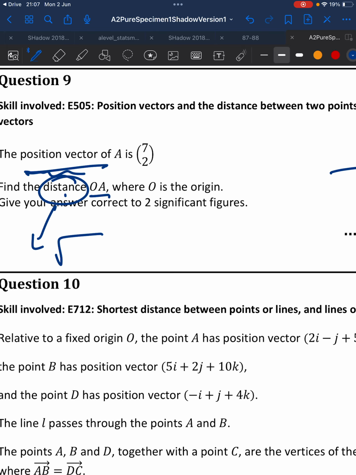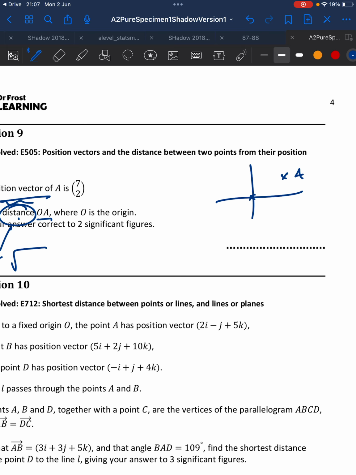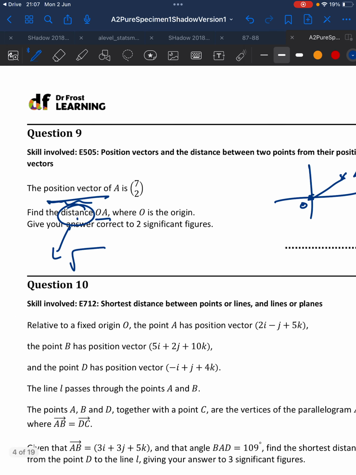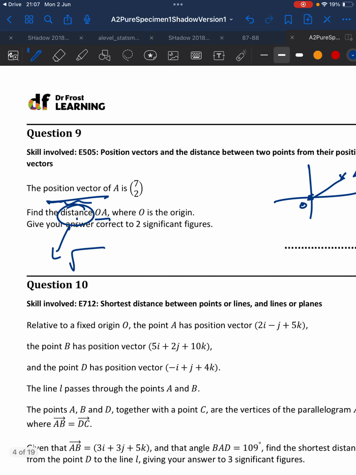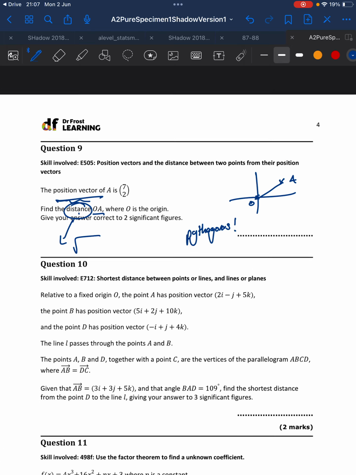OA. OA, two capital letters next to each other. That suggests a length. O is the origin. You should know that already, really. Okay, so there we go. This is clearly a Pythagoras question.